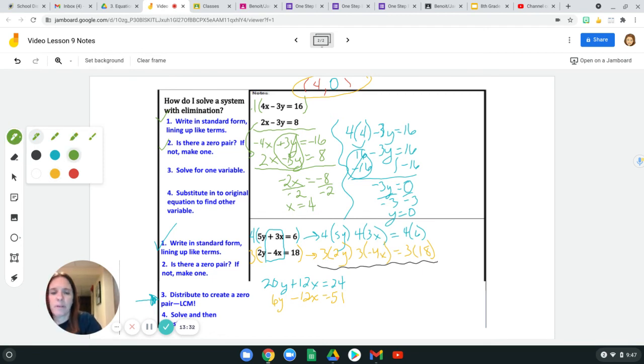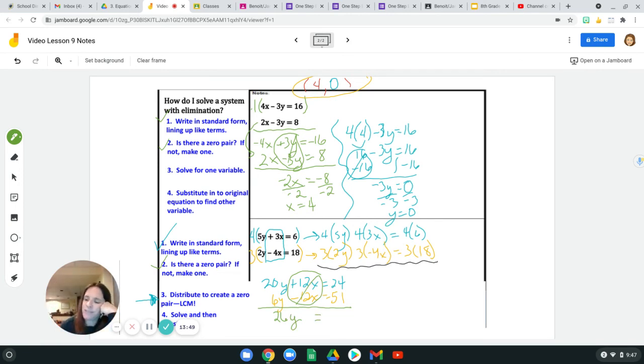Okay, we made our 0 pair. Woo! Now solve for y. We're solving for y this time. So 20y and positive 6y make 26y. And 24 and negative 51. Wait a minute, it's not 51, Mrs. Benoit. It's 54.